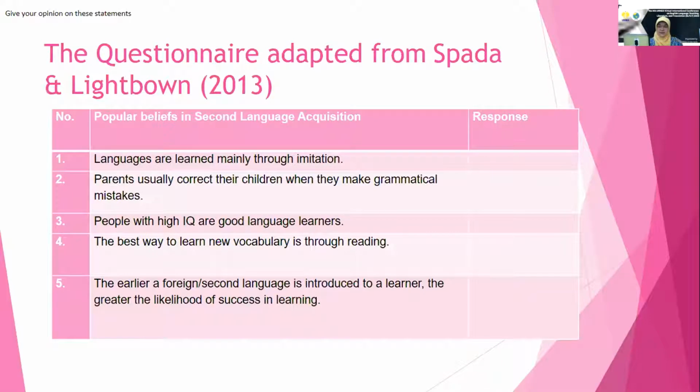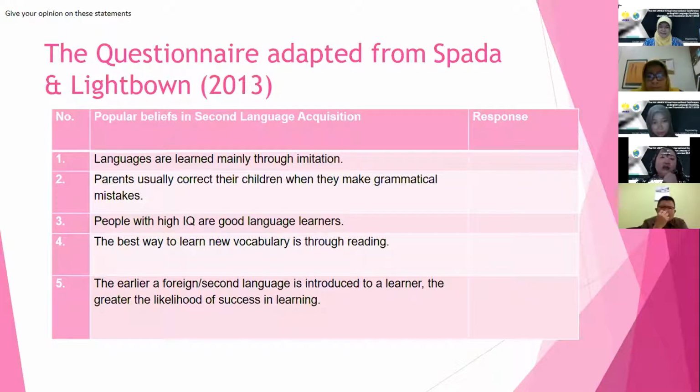Right. So this is the questionnaire, only a few items of the questionnaire that we adapted from Spada and Lightbown. So we have number one, languages are learned mainly through imitation. Number two, parents usually correct their children when they make grammatical mistakes, and so on. And then we asked our students to give some response to it, whether they found that these beliefs are helpful in their studying, or whether they are not sure about it, or they believe that it is not helpful for them.